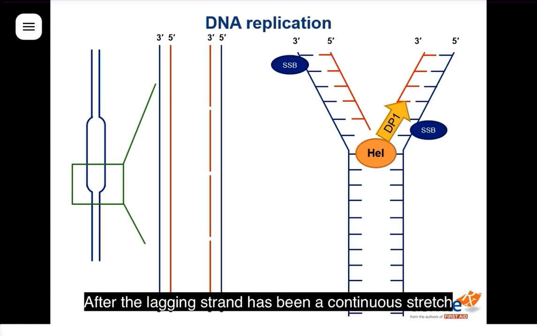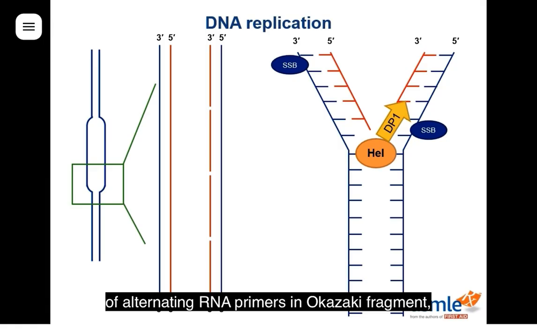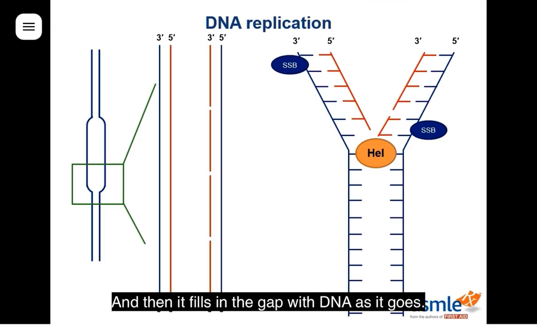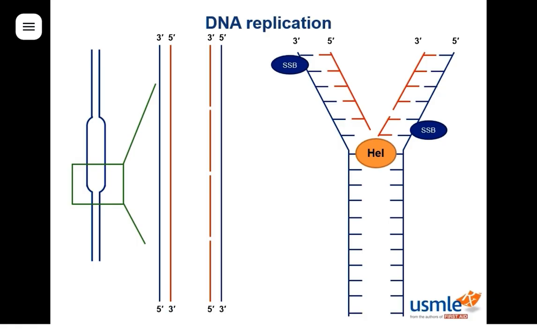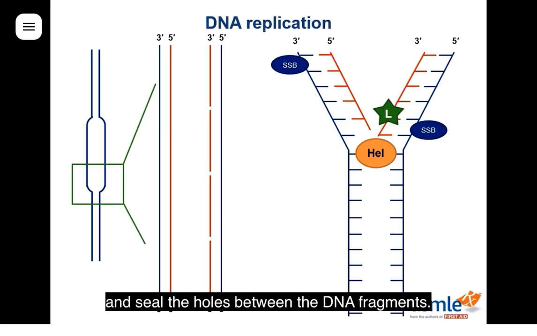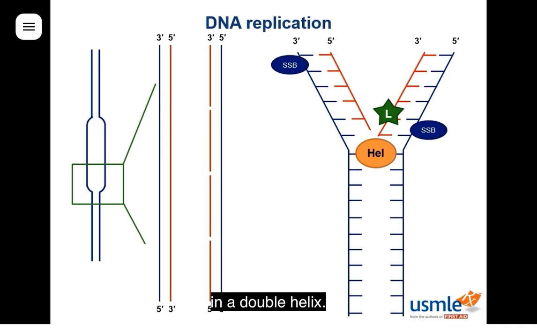After the lagging strand has been made, it is a continuous stretch of alternating RNA primers and Okazaki fragments. The only thing left is for a different polymerase, DNA polymerase I, to remove the RNA primer using its 5' to 3' exonuclease activity, and it then fills in the gap with DNA as it goes. Polymerase I has the same synthesis and exonuclease functionality and polarity as polymerase III, but has the added ability to remove RNA primers. So one last enzyme here, DNA ligase, will come in and seal the holes between the DNA fragments. Keep in mind, this is between fragments of the same strand of DNA, not connecting one strand to its complementary strand in a double helix.